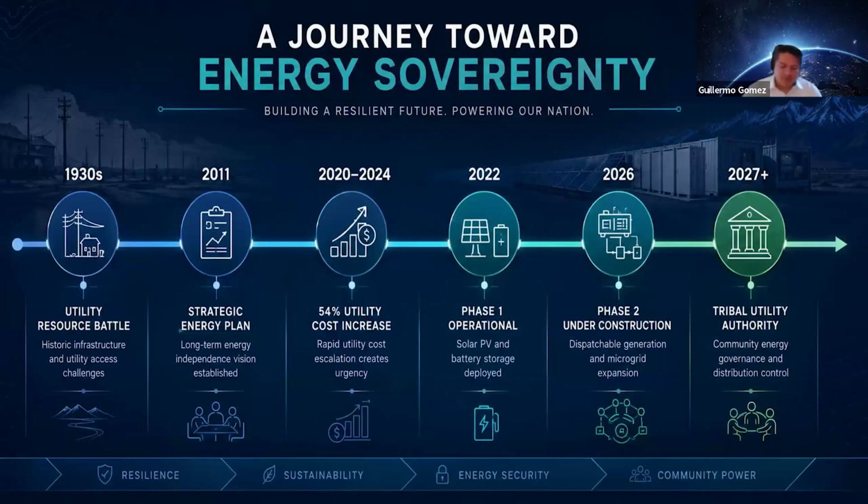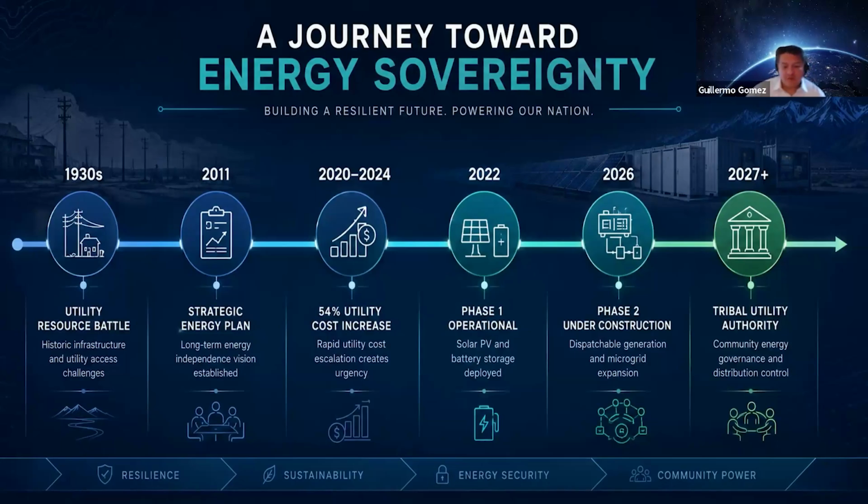And there really was a timeline to this, right? This project didn't get developed overnight. There was a vision that came first, and that vision then led into a development process, and the infrastructure eventually came. But this tribe in particular was dealing with lots of issues with the utilities, beginning in the 1900s, really fighting for different resources. And in 2011, something that was really critical for this community was developing a strategic energy plan. I tell a lot of tribes and customers that you've got to start from a strategic energy plan.